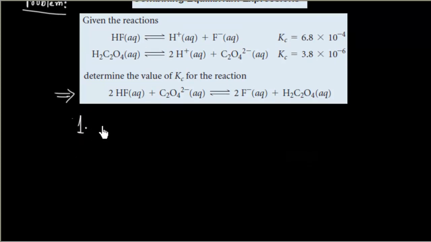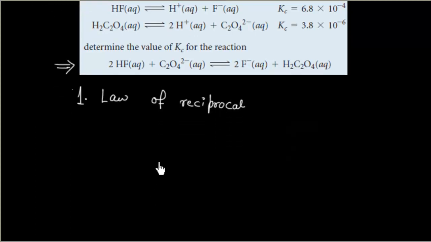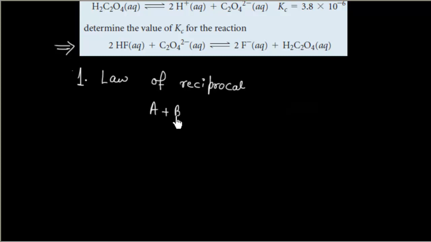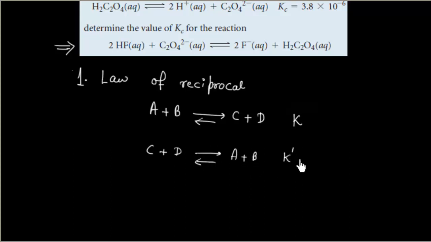And the first rule is the law of reciprocal. This rule says, let us say I have A plus B, this gives you C plus D, and the equilibrium constant for this reaction is K. If I reverse the reaction, C plus D gives you A plus B, in that case the new equilibrium constant K dash will be the reciprocal of the original equilibrium constant. This is called the law of reciprocal. That is, if you reverse the reaction, the equilibrium constant will be reciprocal.